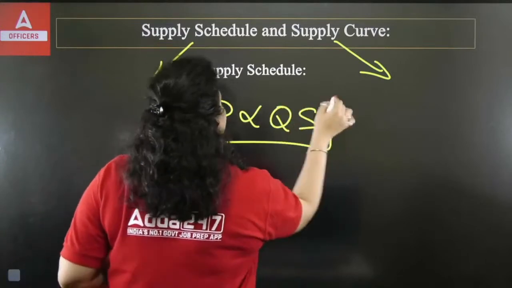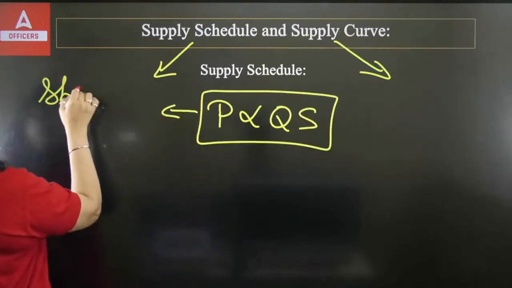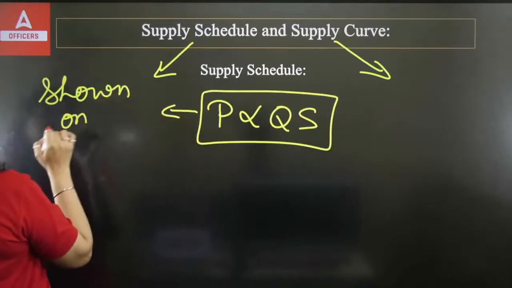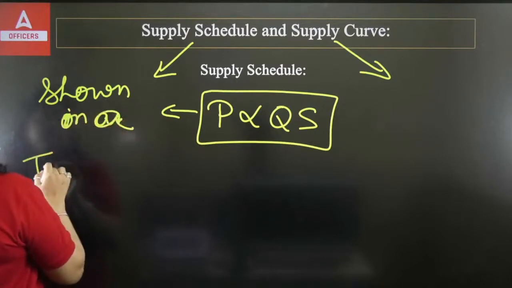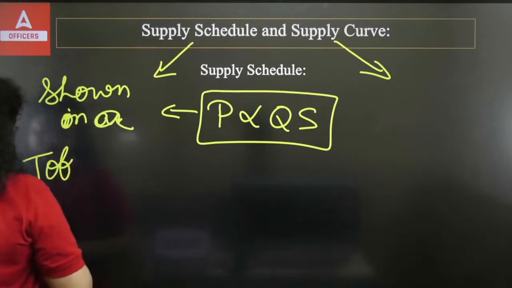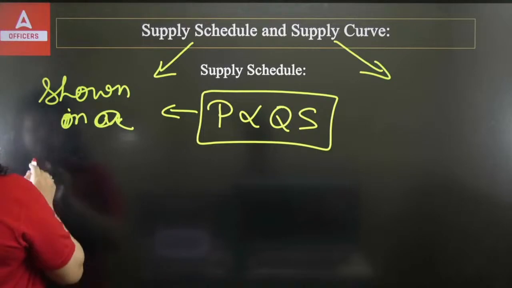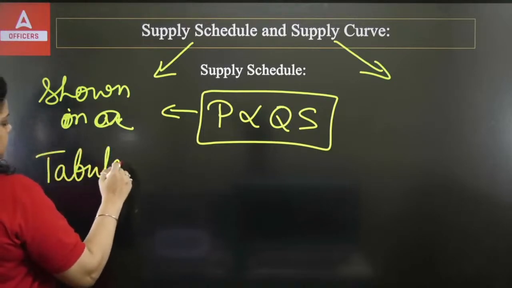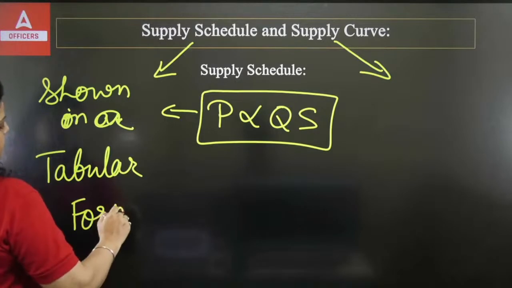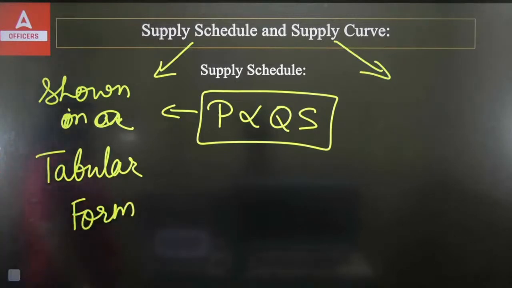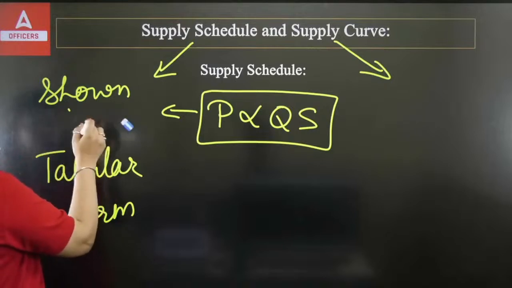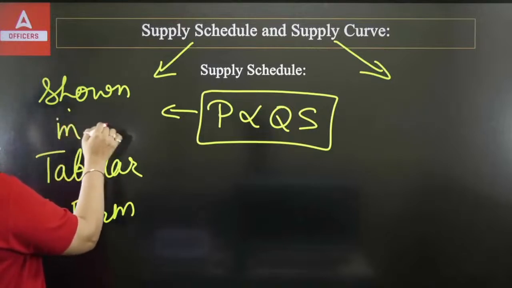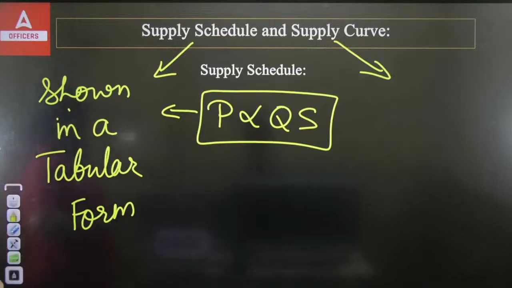If this relationship is shown in a tabular format, this will be known as the supply schedule. So what is the supply schedule? Supply schedule means simply when the relation is shown in a tabular form.